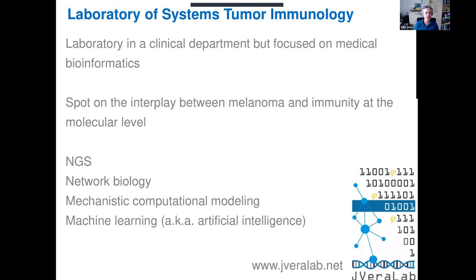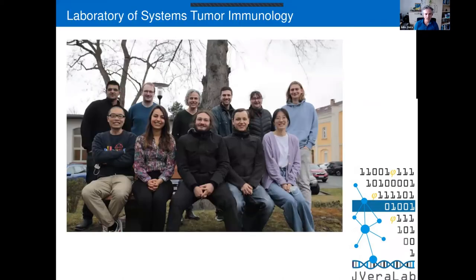To this end, we are using next generation sequencing. We are using network biology, but we are also using mechanistic computational modeling and machine learning. Our team is a multidisciplinary team. So we have people like me, I'm a physicist by background, but we also have bioinformaticians, computer scientists, and different types of molecular biology and molecular medicine researchers.